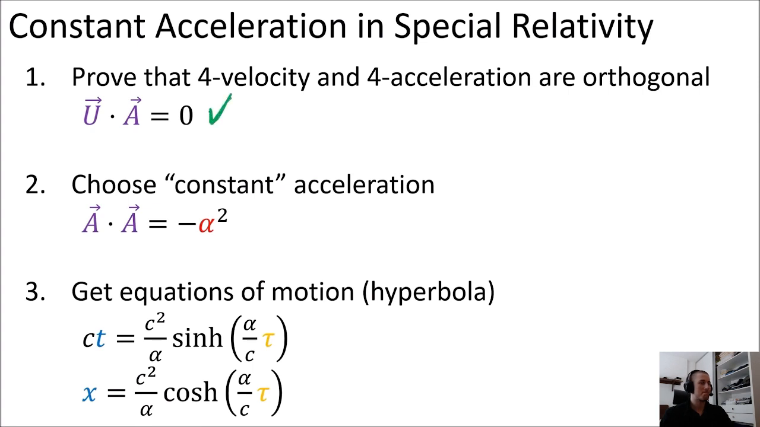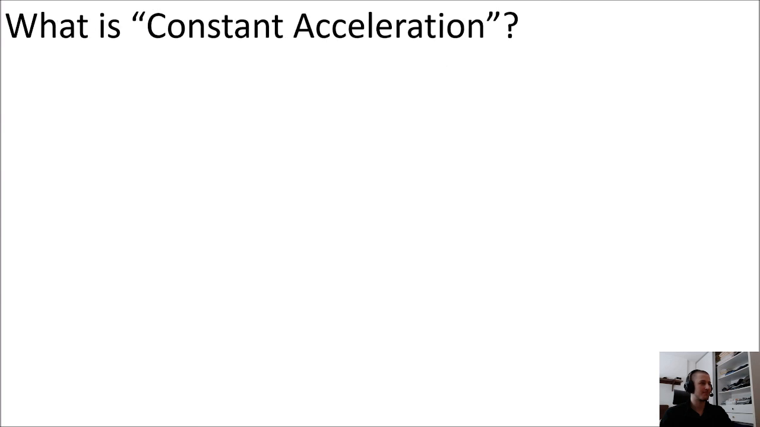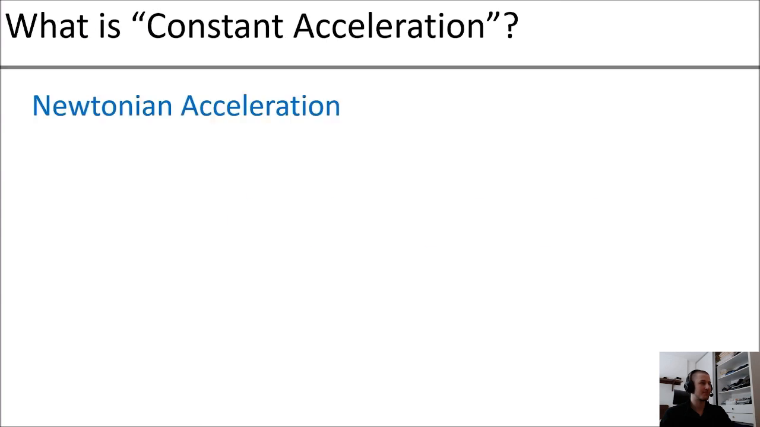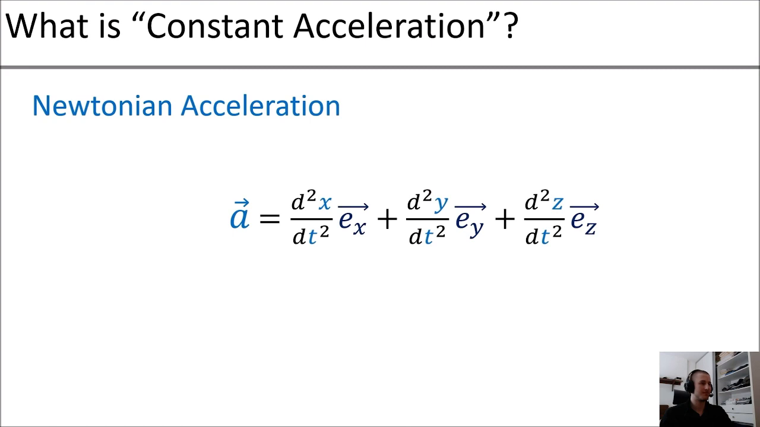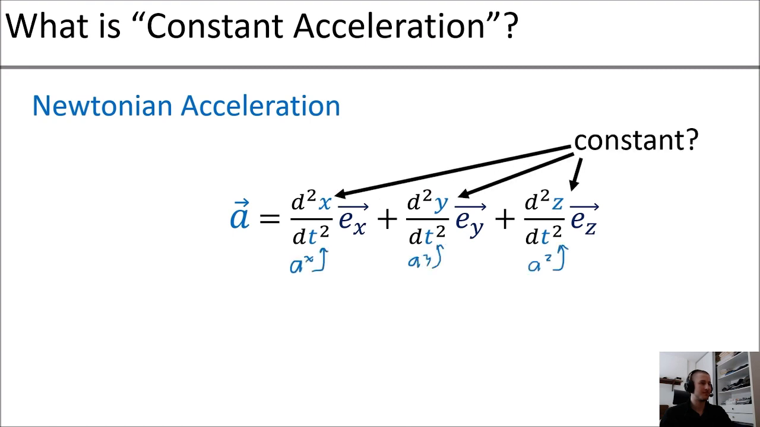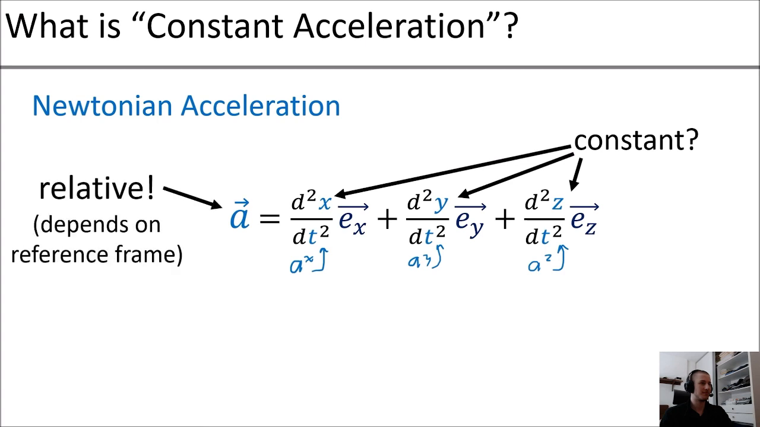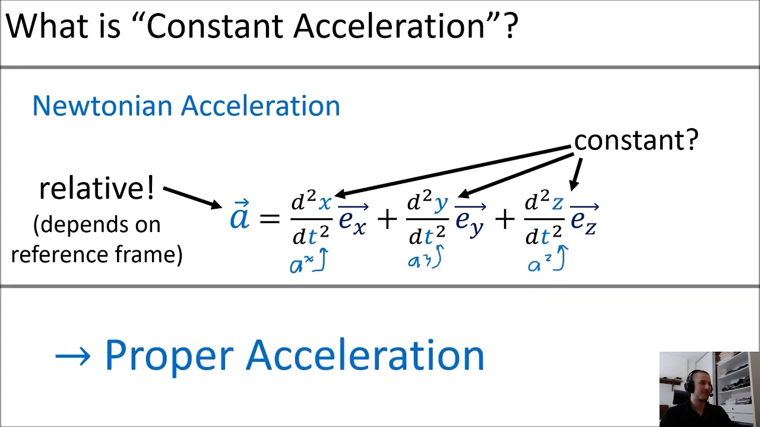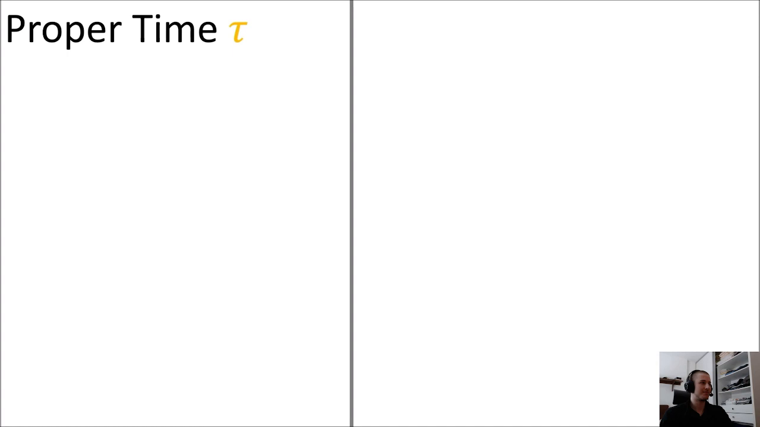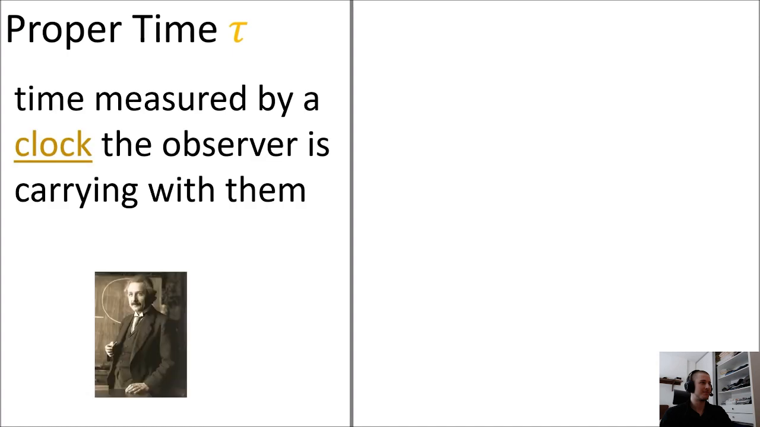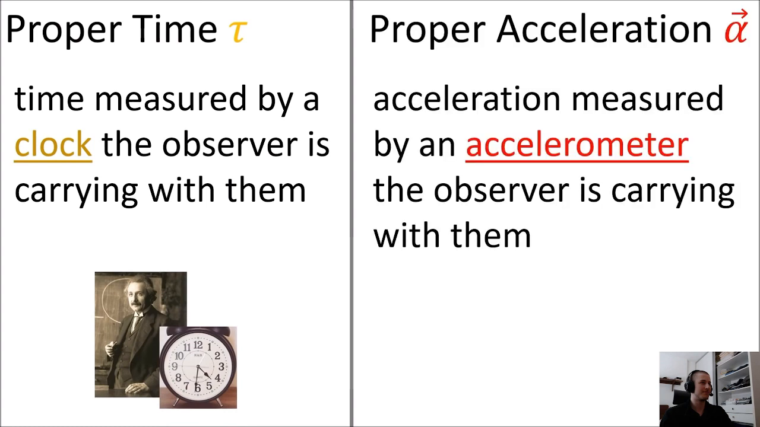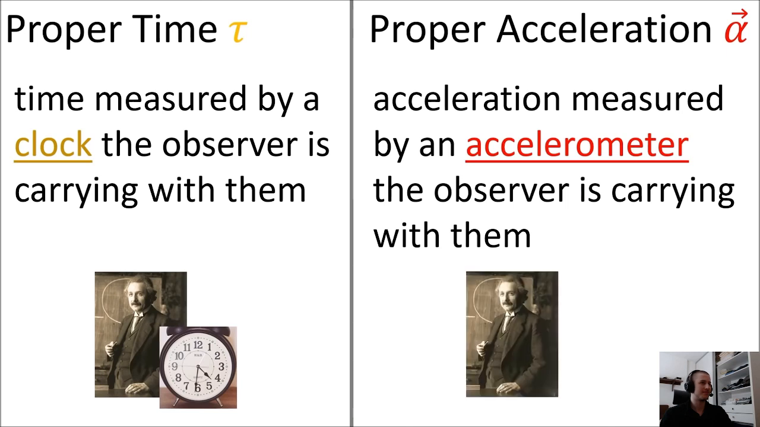The next step is to define what we mean by constant acceleration. In normal Newtonian physics, we could just say that constant acceleration means that the components of the 3 acceleration vector, ax, ay, az, are constant. But because time and space are relative in special relativity, Newtonian acceleration is also relative, and we need a new way of defining constant acceleration. Instead, we're going to define what is called the proper acceleration. Recall, the proper time for a moving observer is the amount of time measured by a clock that the observer is carrying with them. Similarly, proper acceleration is the acceleration measured by an observer using an accelerometer that they are carrying with them.